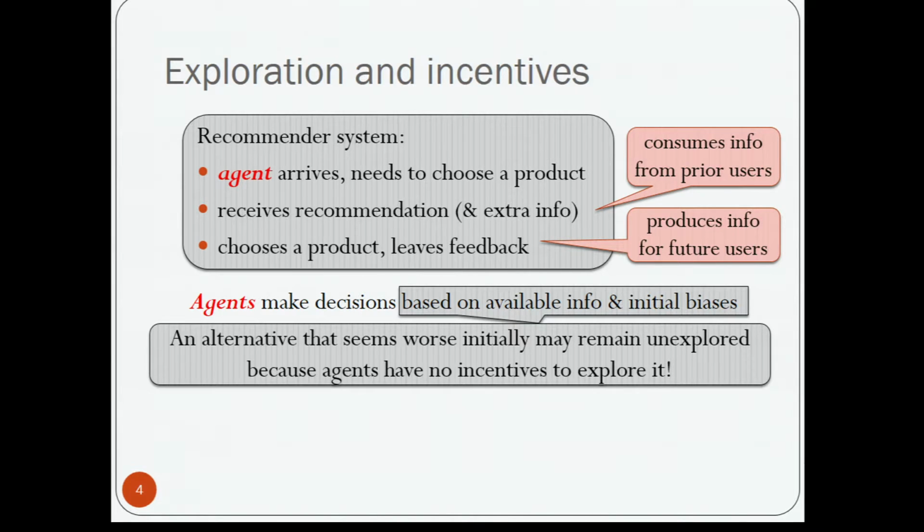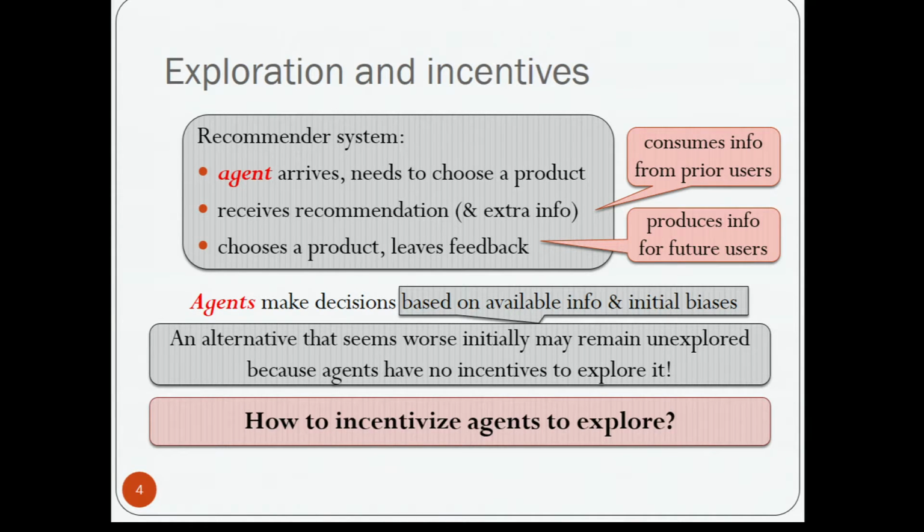For a simple example, what if users are initially slightly biased against one of the alternatives? Then it may just happen that that alternative will be completely unexplored, or not explored to a sufficient extent. So it's kind of bad. The big question here is how to incentivize self-interested agents to explore.